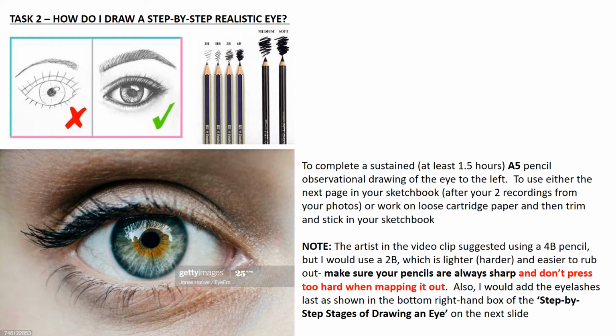Please note that the artist in the video clip you previously watched suggested using a 4B pencil, but I would suggest that you use a 2B, which is lighter. So the lead's harder and therefore a lighter tone and it's easier to rub out. Make sure your pencil's always sharp and don't press too hard when you're mapping the drawing out. Also, I'd add the eyelashes last, as shown in the bottom right hand box of the step-by-step stages of drawing an eye on the next slide. So always add that finer detail last.